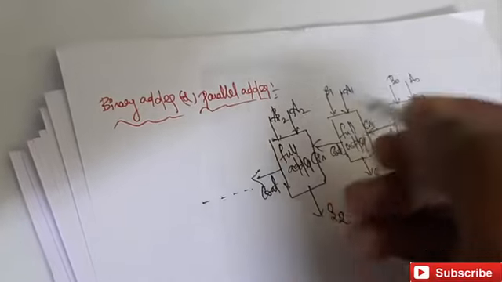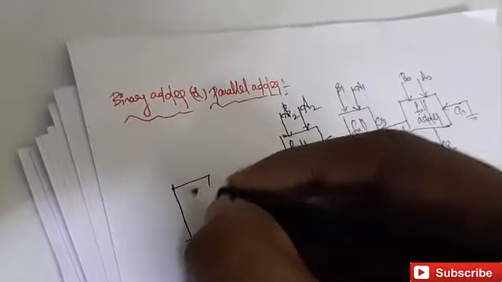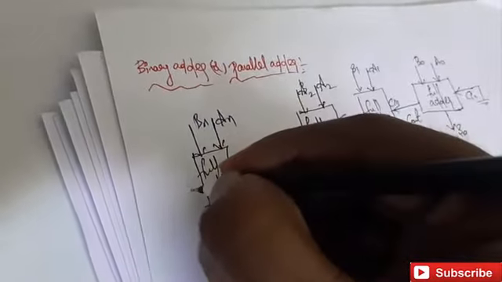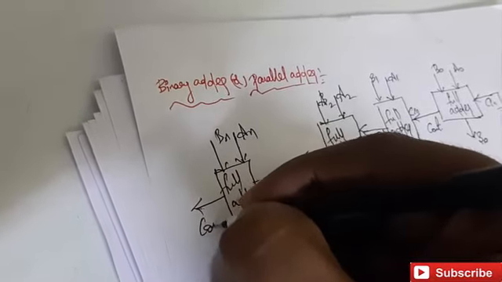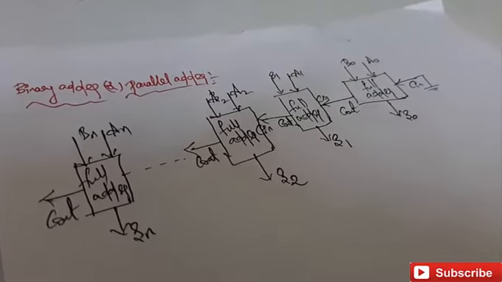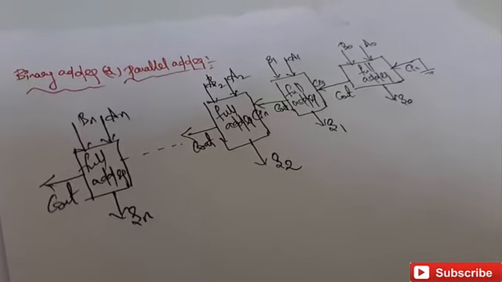It will be followed up to the nth full adder. That means this will be the full adder, and here this will be the Sn, the An, the Bn, and here this will be the C output. In this way we design the binary adder or the parallel adder.